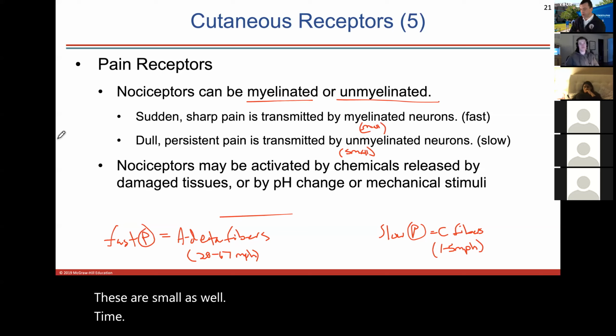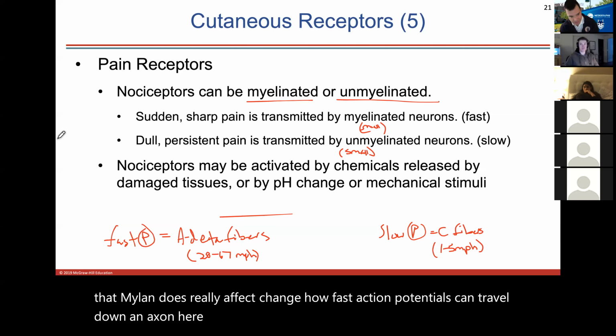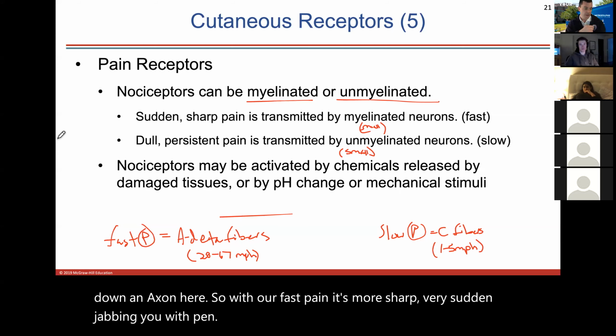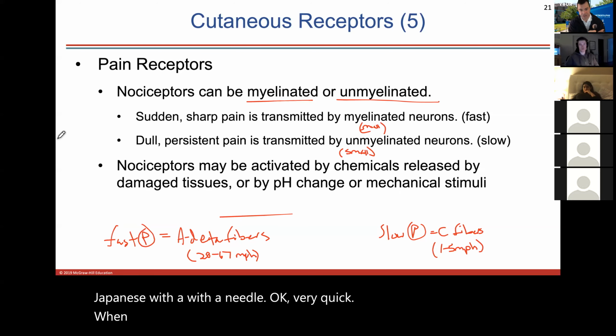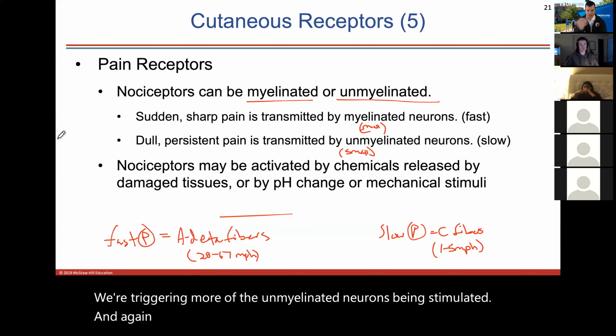These are also some small as well, but they are myelinated. So you can see that myelin does really affect and change how fast action potentials can travel down an axon here. So with our fast pain, it's more sharp, very sudden, like jabbing you with a pen, jabbing you with a needle, okay, very quick. When it's much more dull in nature, we're triggering more of the unmyelinated neurons being stimulated. And again, you can see the difference and change there with speeds.